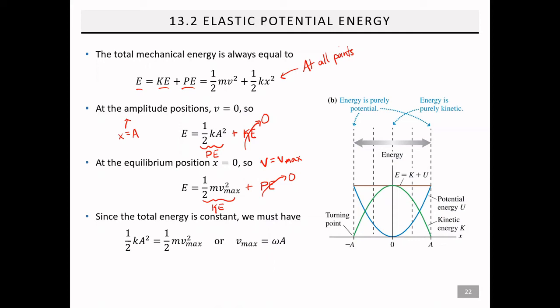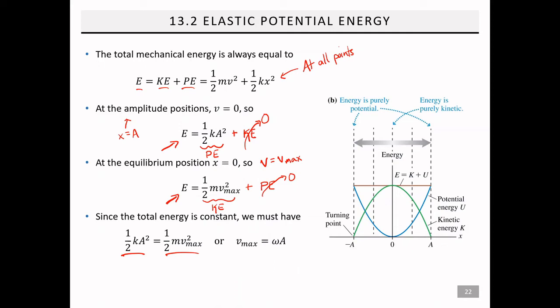So at the amplitude position, I find that the total energy is equal to 1/2 K A squared. At the equilibrium position, I find that the total energy is equal to 1/2 times m V max squared. Now the total energy is always constant, so the total energy at the amplitude position should equal the total energy at the equilibrium position. That gives us the equation on the lower left.